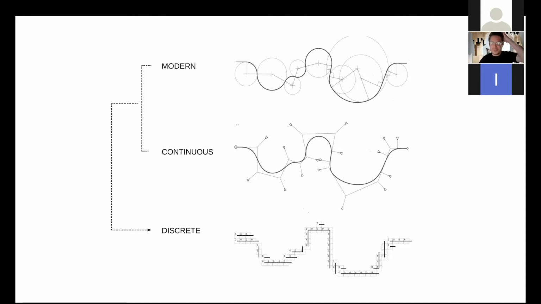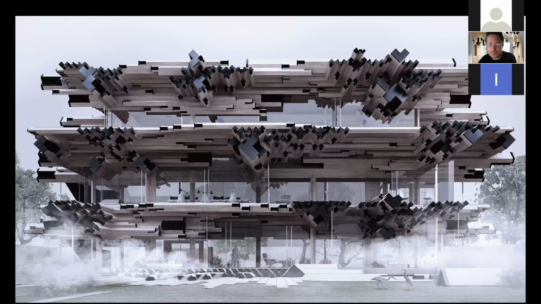So it has a very ambiguous and complex relationship that is not dialectic to the modern and continuous. So in that sense, it's also a continuation of the digital project and not a rejection of it. Yeah, and then this is obviously exploring the question of the possibility of discrete architecture, like what are the ramifications and the qualities of the architecture.